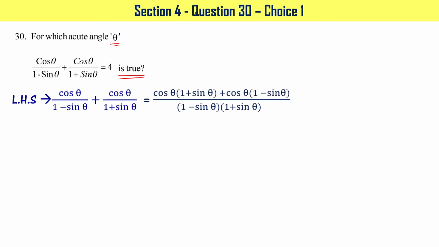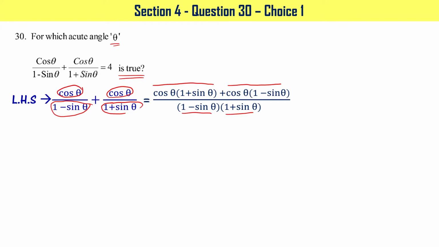When you simplify it, you can write it as the denominator is going to be the product of (1 minus sin theta) and (1 plus sin theta), right? The numerator, this cos theta and this (1 plus sin theta) you will be multiplying, right? Plus this cos theta and (1 minus sin theta) will be multiplied such that you will have it as cos theta times (1 plus sin theta) plus cos theta times (1 minus sin theta) divided by (1 minus sin theta) times (1 plus sin theta), right?